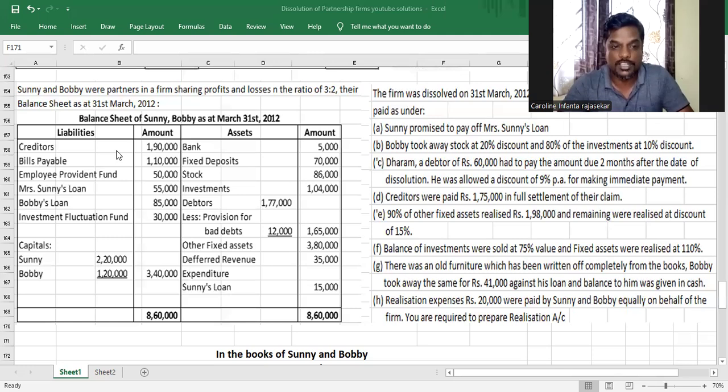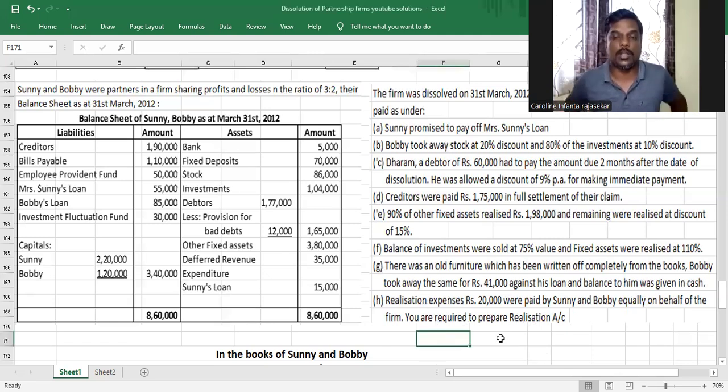Sunny and Bobby were partners in a firm sharing profits and losses in the ratio 3:2. Their balance sheet as of 31st March 2012 is as follows: creditors, bills payable, employee provident fund, Sunny's loan, Bobby's loan, investment fluctuation fund, capital of Sunny and Bobby, bank, fixed deposits, stock, investments, debtors, provision for doubtful debts, other fixed assets, deferred revenue expenditure, Sunny's loan. And then we have a lot of adjustments. And finally, they told you that you're required to prepare the realization account.